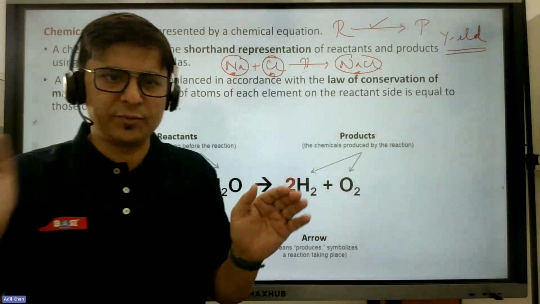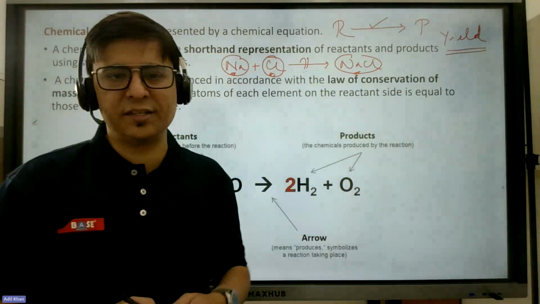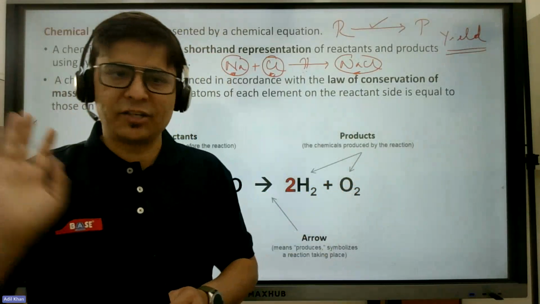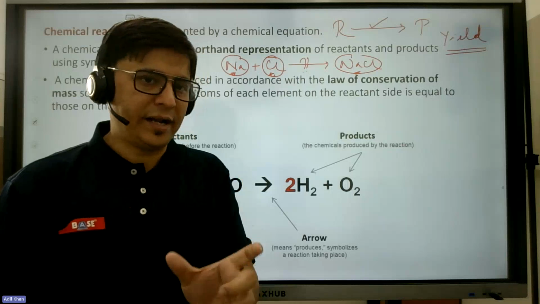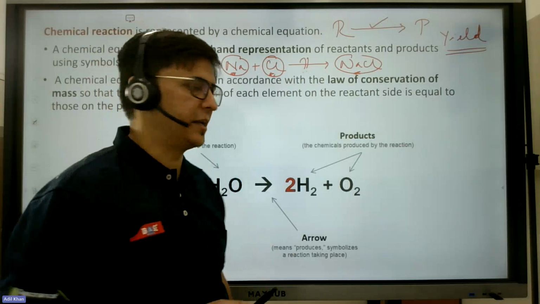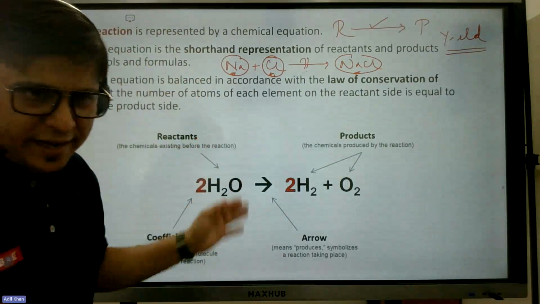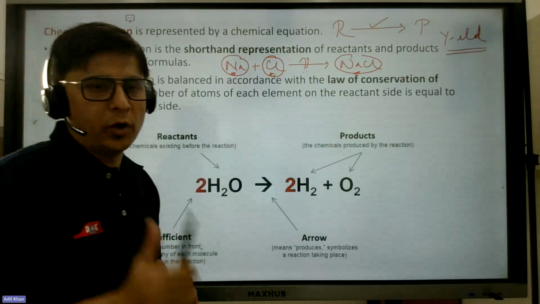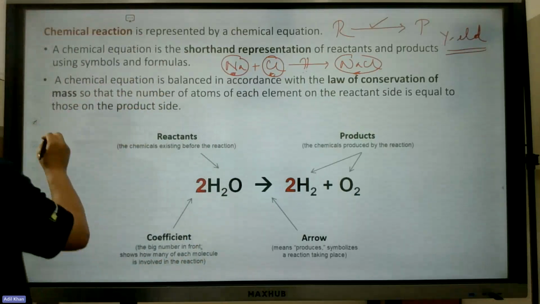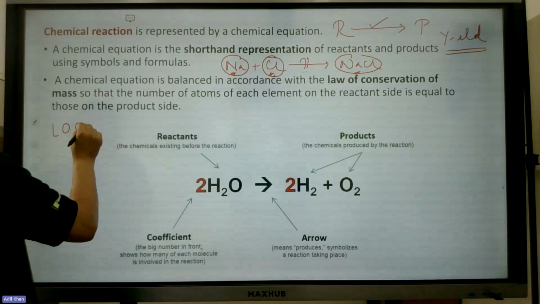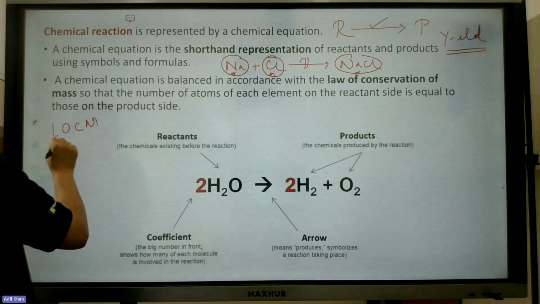One is reactant, one is product. Reactant is before the reaction starts, product is after the reaction stops. And in between, that arrow is the process that is taking place. And this entire reaction follows one important law known as LOCM. What is LOCM? It stands for Law of Conservation of Mass.